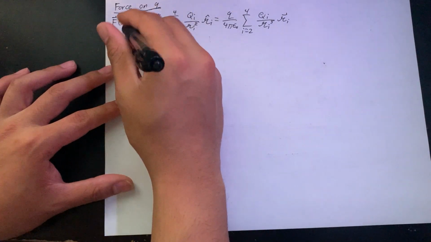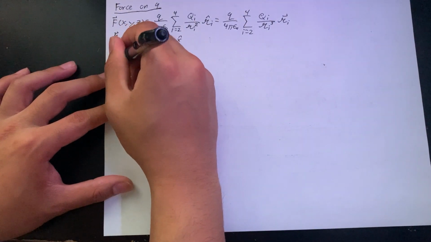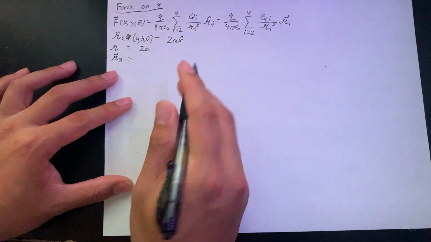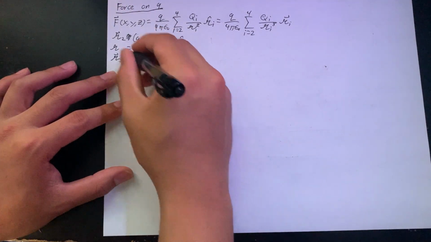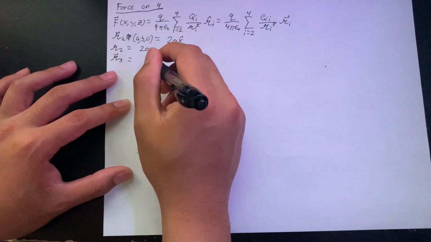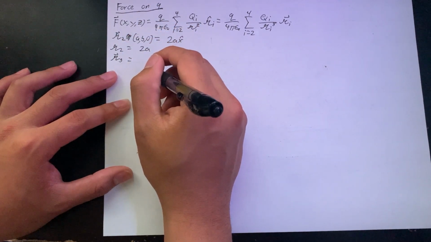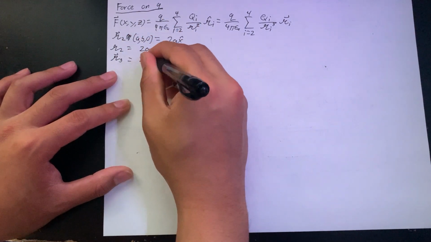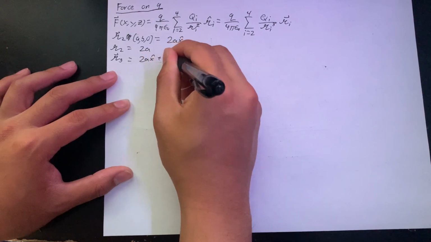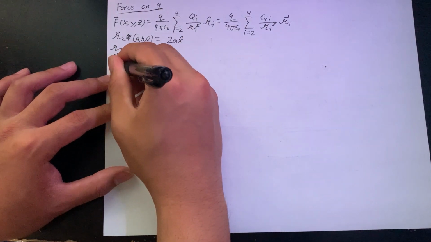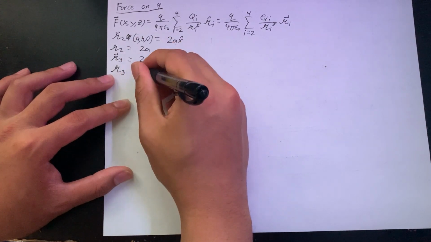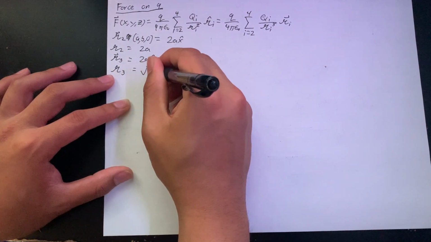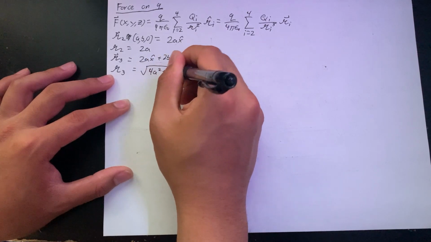And then for our third one, we plug in a, b, 0. We are going to get 2a x hat plus 2b y hat. And then the magnitude is going to be the square root of all those squared.